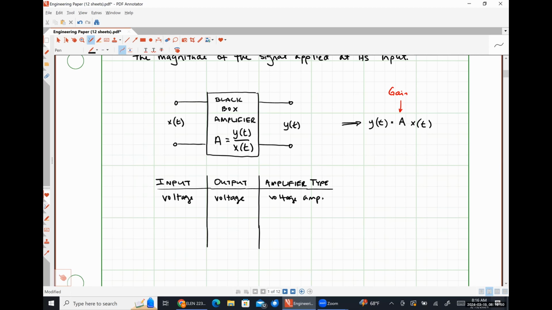Voltage amplifiers are the most common type of amplifiers, and we see them literally everywhere. There are multiple voltage amplifiers in our pockets right now because that's an important part of our cell phones, right? So let me explain what I mean by that.